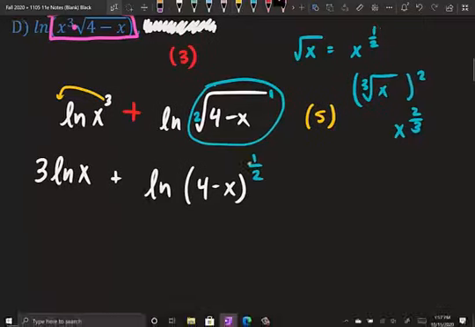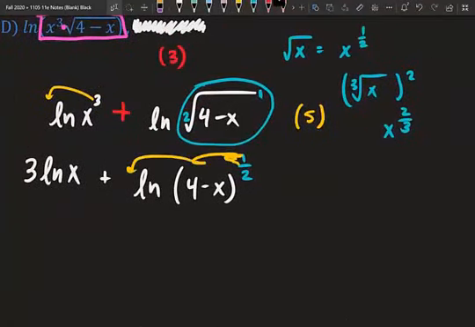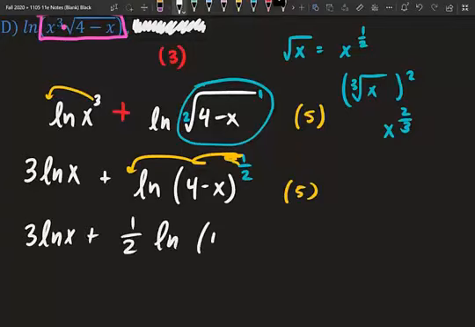Then again, we can move this over because we're not allowed to have it. So we can move it over using property 5. So we'll have 3 ln x plus 1/2 ln 4 minus x.